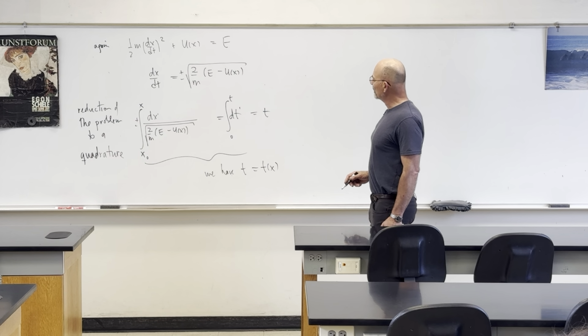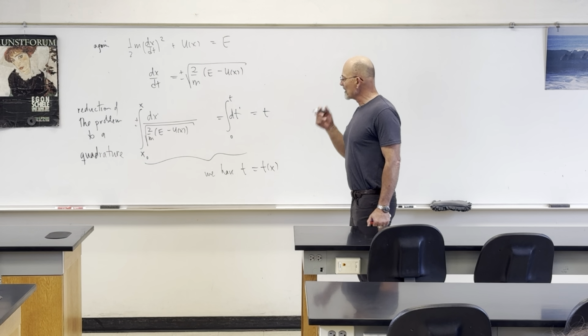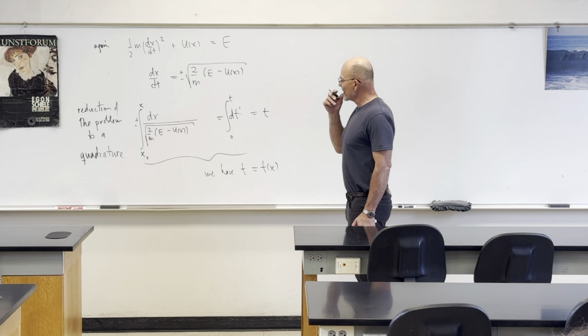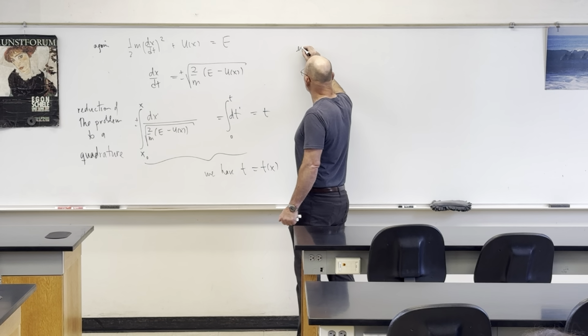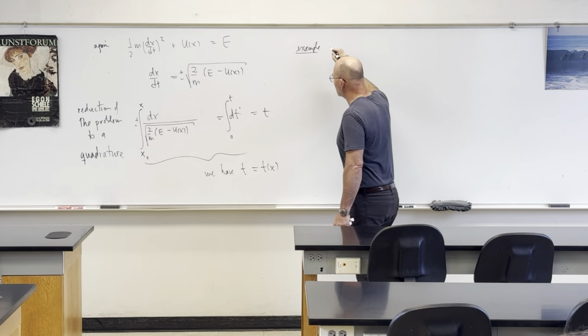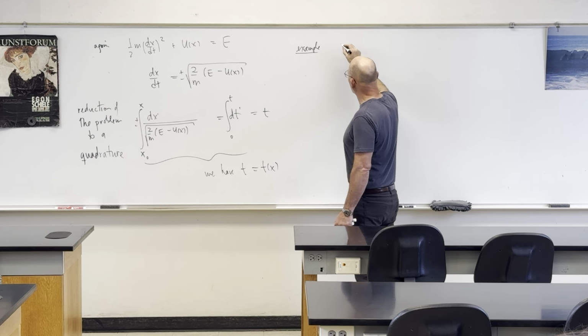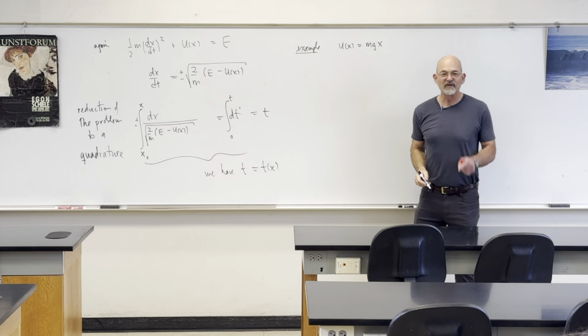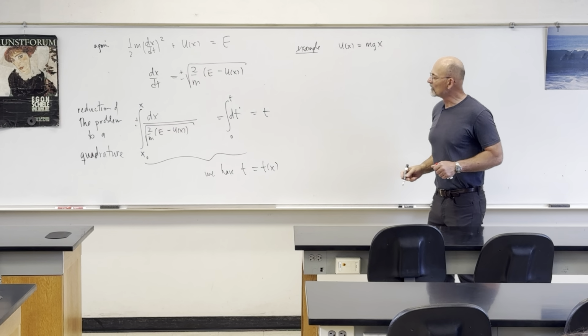One thing we could do, without going through this whole thing, suppose we do have u of x is equal to mgx. We'll just discuss this without actually running through the whole calculation.